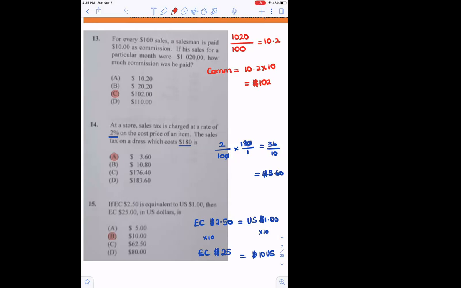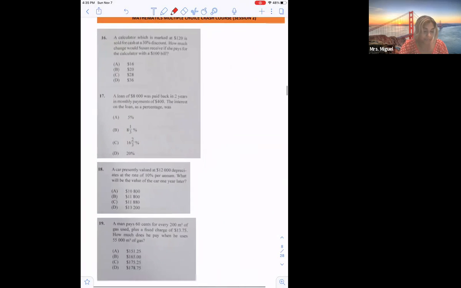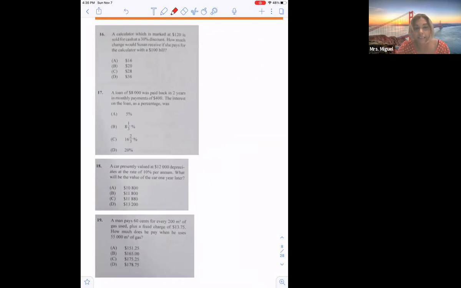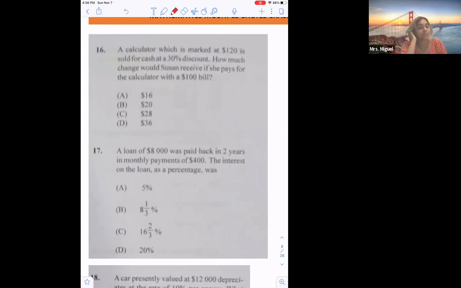Yes, miss. All right, let's go. All right, we have 16, 17, 18, and 19. Can you all read that, or is it too small? Good, miss. Let's do 16 and 17 then. So do 16 and 17.